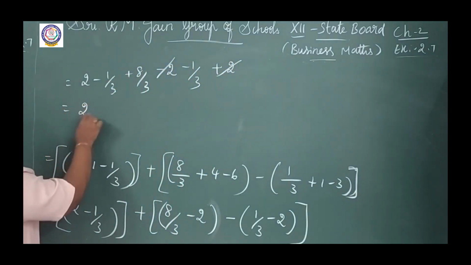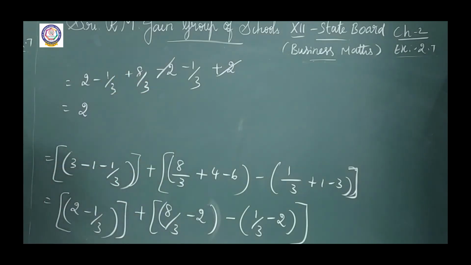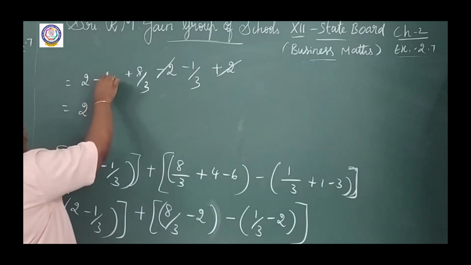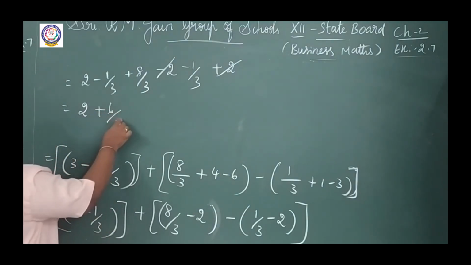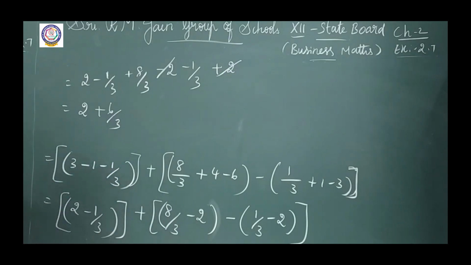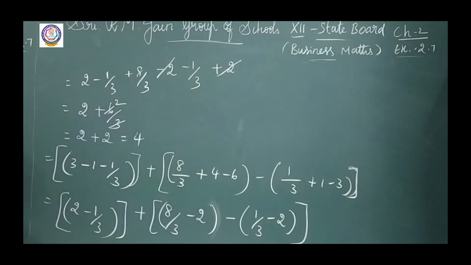See here, 2 minus 1 plus 8 over the common denominator 3. Minus 1 plus 8 is 7, 7 minus 1 is 6. So plus 6 by 3, which is 2. So 2 plus 2. What is the answer for this? The answer for this is 4.